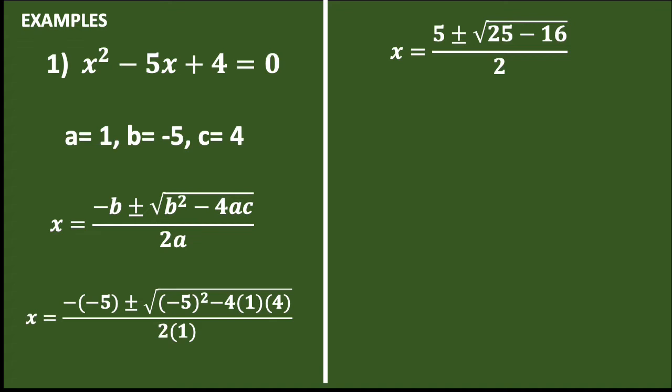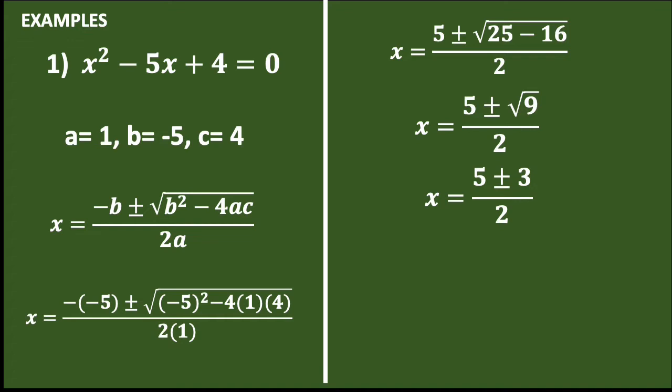And what is 25 minus 16? The answer is 9. And 9 is an example of a perfect square number. So let us simplify it now. It will become x is equal to 5 plus or minus 3 divided by 2. Let us now have the x sub 1.